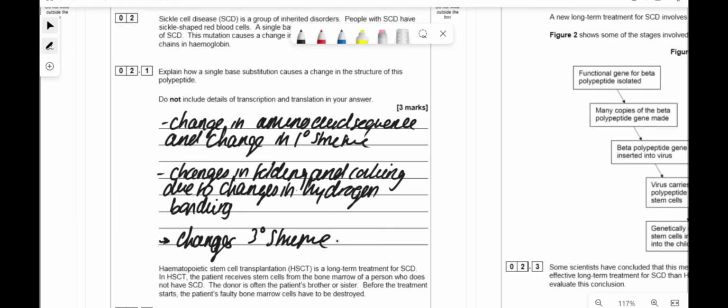This is not an enzyme, so we don't need to talk about active site and all of that kind of stuff. And it even says ignore 3D. I see a lot of people just write, oh, it changes the 3D structure. That literally means nothing. The tertiary structure is the hydrogen and ionic bonding, etc., giving rise to that 3D structure. If you just say 3D structure, that means absolutely nothing. You're not explaining that you understand the different elements of a protein.